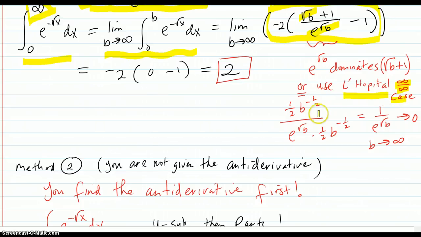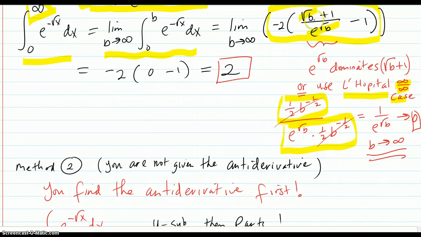Take the derivative of the top and you get this right here. Take the derivative of the bottom and you get this by the chain rule. It just so happens that the numerator exactly cancels out with the denominator part here, and you just get 1 over e to the square root of b, and as b goes to infinity, that certainly goes to 0.